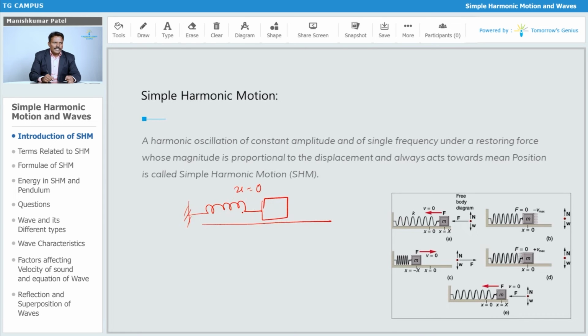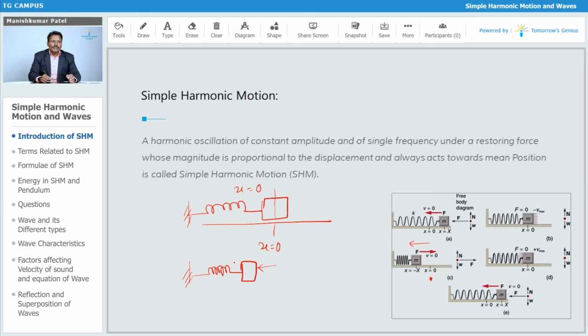In the next case, let's say this is the equilibrium position where x is equal to 0. Now I'm just going to compress that spring. When I compress the spring, you have to apply the force on the left hand side, so the displacement of the block is on the left hand side. But at the same time there is an internal restoring force which will try to oppose this external force. That is what we call the restoring force.